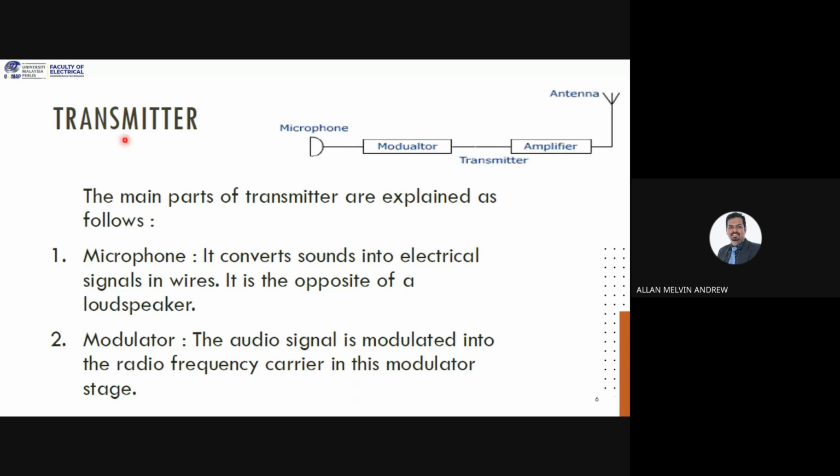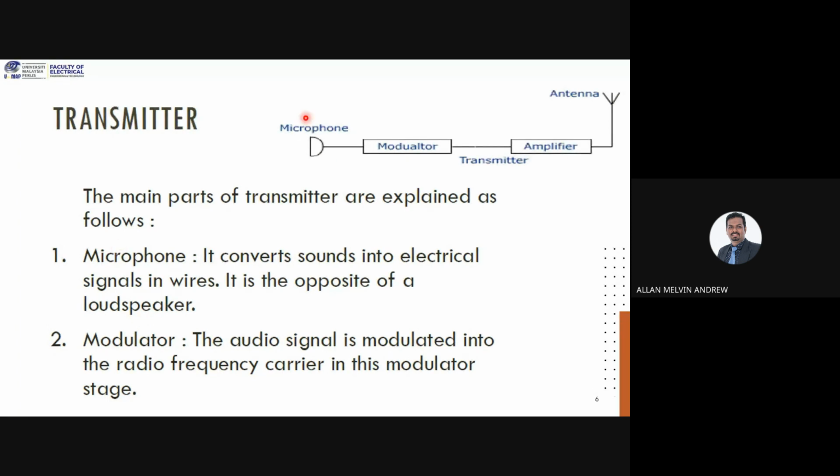Okay, so we will see some parts of the transmission process. The main parts of a transmitter are explained as follows. I think we mostly covered this in the previous chapter, but just to refresh your knowledge. First, the microphone. What does it do? It will convert sound into an electrical signal in wires. It is the opposite of the loudspeaker. A loudspeaker converts the electrical signal to sound, but a microphone converts sound to electrical.